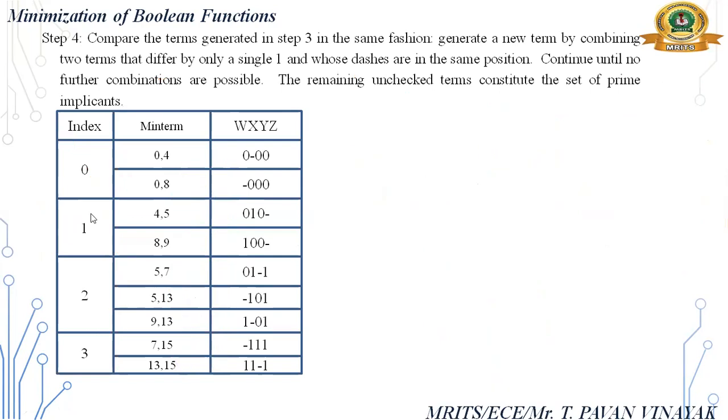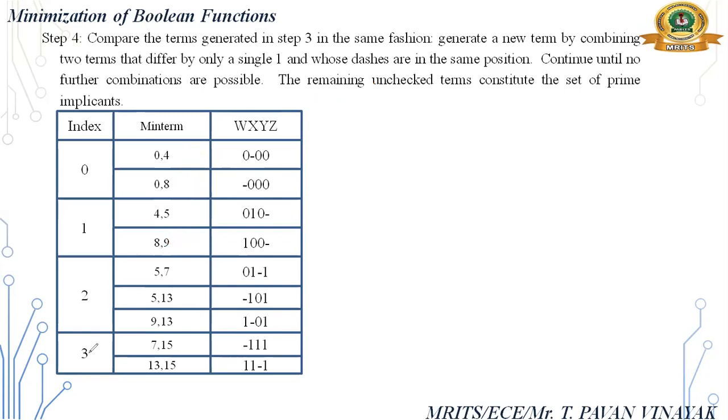Now you have to repeat the step by combining. So 0, 4 with 0, 8. Let us check 0, 4 with 8, 9. 0, 4 is 0 dash 0, 0. Next 8, 9 is 1, 0, 0 dash. How many changes? One change, two changes, three changes. So not a possible combination. We don't perform combining.